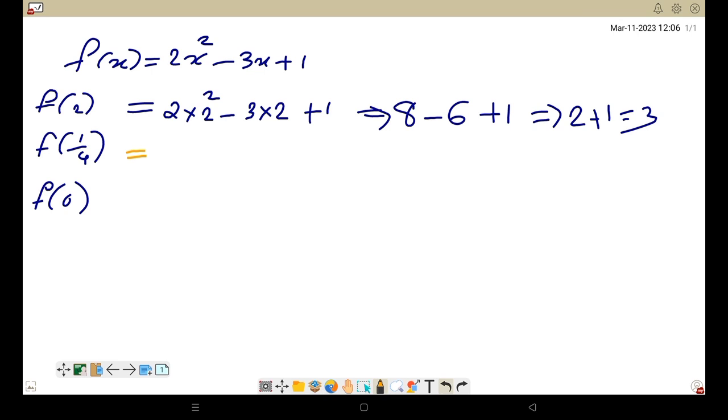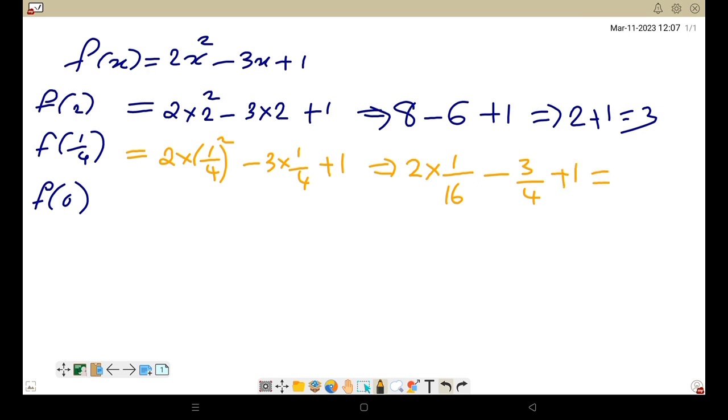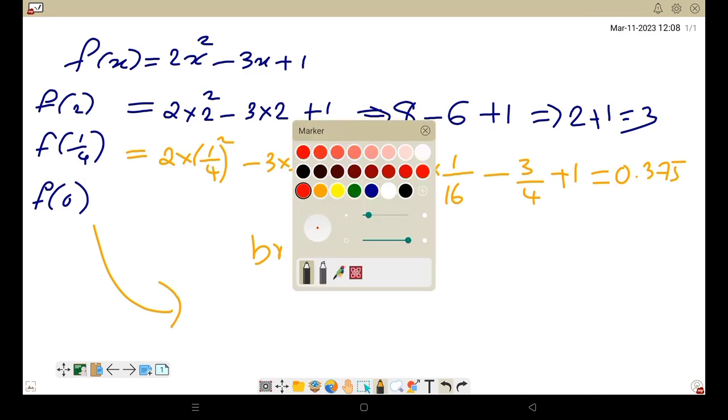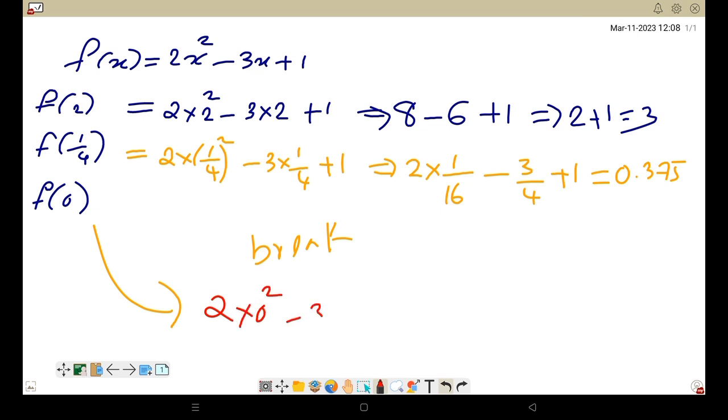Okay, next, f of 1 by 4. So 2 times 1 by 4 all square, minus 3 times 1 by 4, plus 1. 2 times 1 square is 1, 4 square is 16, minus 3 times 1 by 4, that is 3 by 4, plus 1. That you can do on your calculator. So the answer is 0.375.